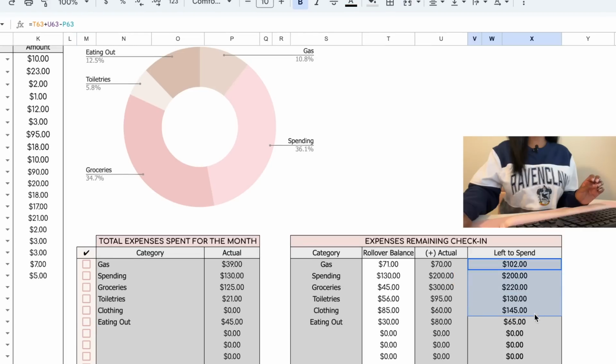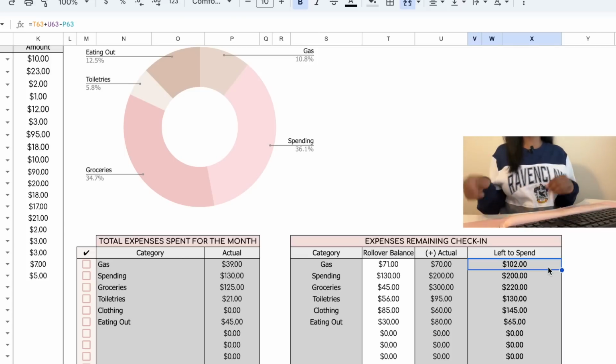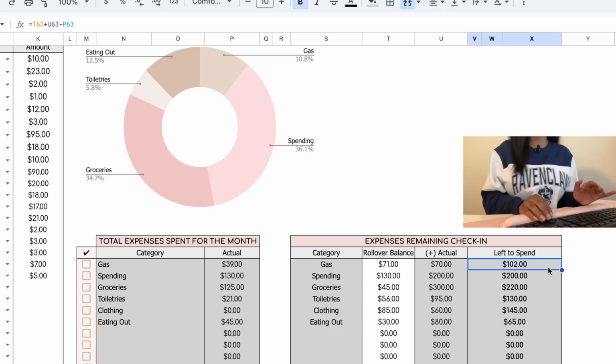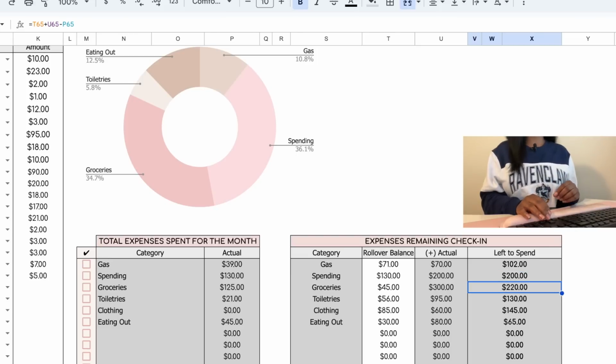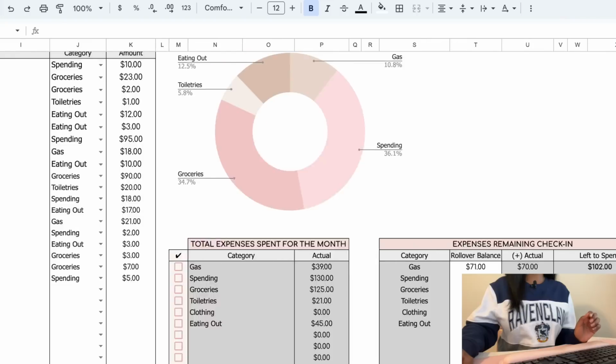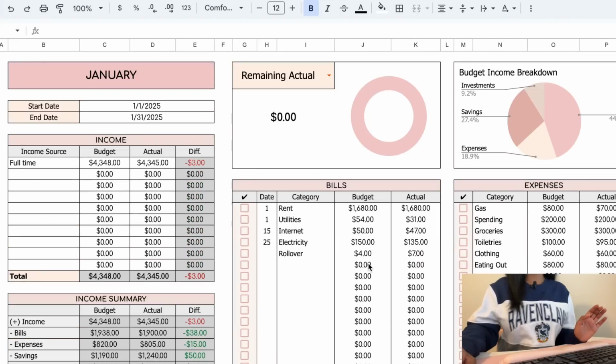The thing that I focus on is this left to spend column, because this signifies how much money I'm going to have in these categories until I get paid for the first time in February. So looking at these, I feel good, feel supported. I do have to go grocery shopping this weekend, so good to see that I still have some money left over. But we have gas at $102. Spending has $200, groceries has $220, toiletries $130, clothing at $145, and eating out with $65. Overall, I think that's a great way to wrap up January.